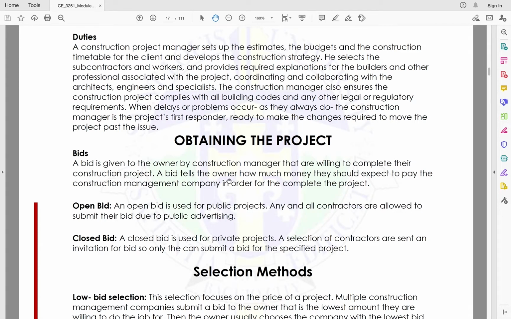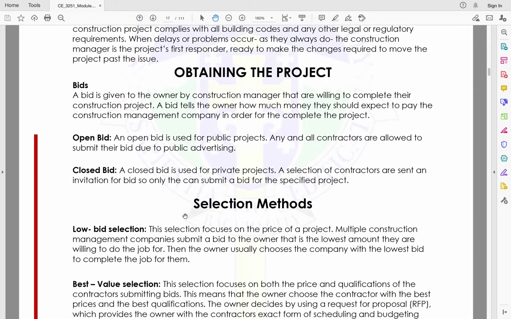A bid tells the owner how much money they should spend or expect to pay the construction management company in order to complete the project. Okay, so sa bidding nalalaman natin na kung magkano yung dapat bayaran ni client sa contractor. Okay, so there are two types of bid.